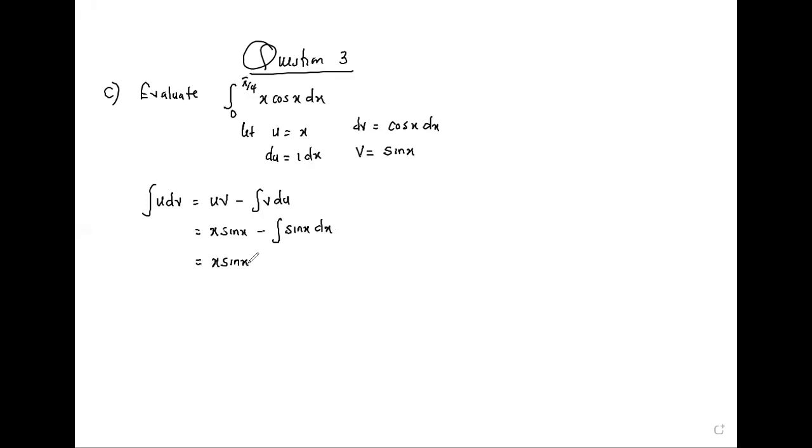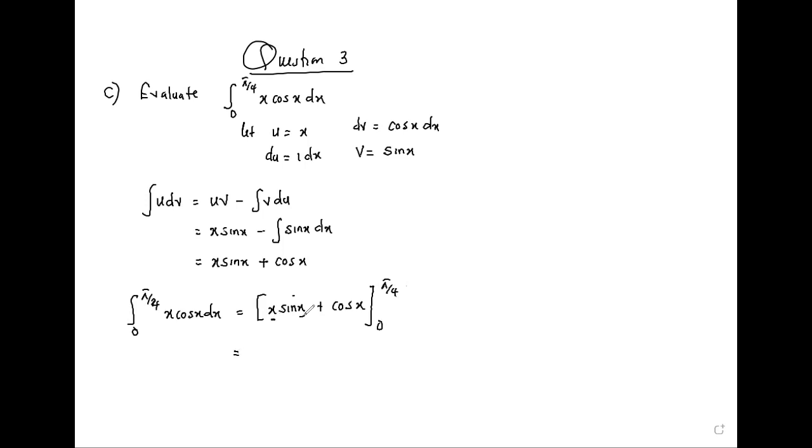So that now we get x sin x minus the integral of sine, which is negative cos. So negative times negative, this becomes plus cos x. And because we have limits now, from 0 to pi over 4 of x cos x dx, this is going to be x sin x plus cos x, running from 0 to pi over 4.